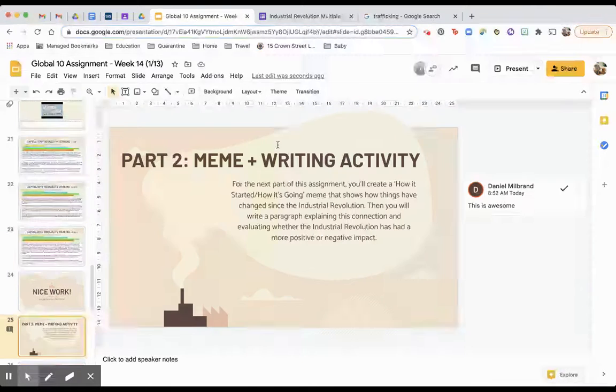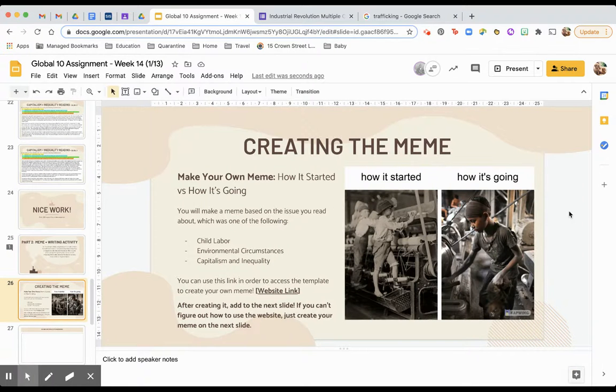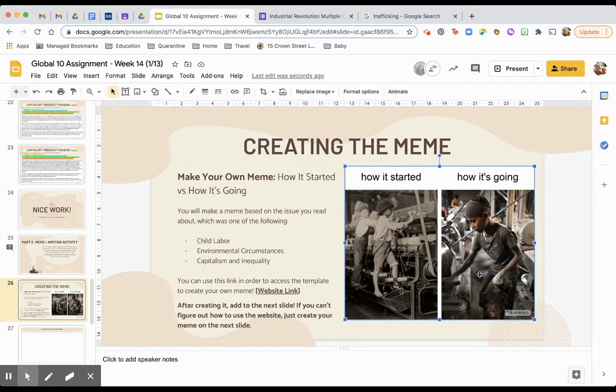Part two is you're going to be making a meme. So you're going to be making a how it started versus how it's going meme based on the issue that you read about. So, for example, if you did one about child labor, we have on this side the how it started, the Industrial Revolution, and how it's going, what it looks like today.